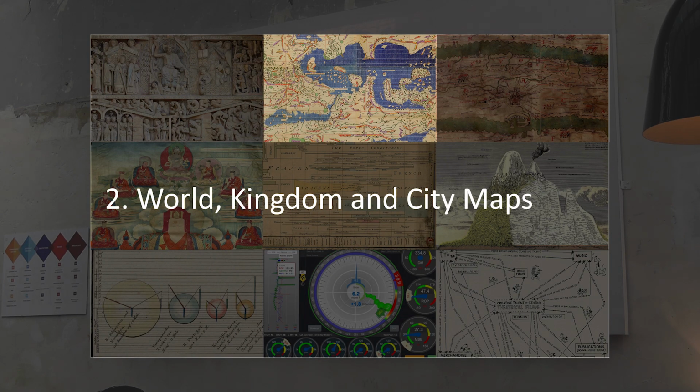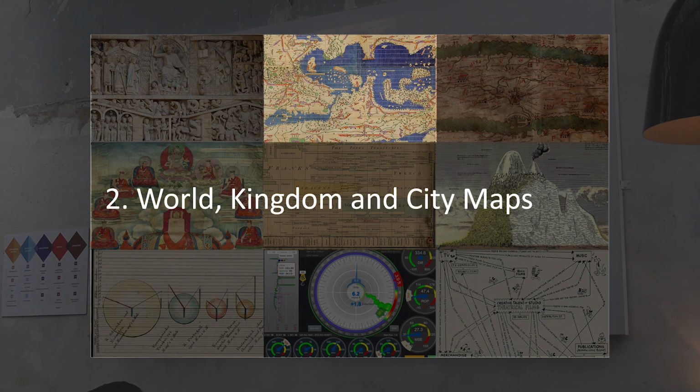The second theme is world, kingdom, and city maps. A map is a diagram of a place. It shows us the physical relationship among the details, and it may or may not be based on any kind of consistent mathematical projection. I don't say this out of any disrespect for cartographers who understand it differently, but it's a broader notion of what a map is.